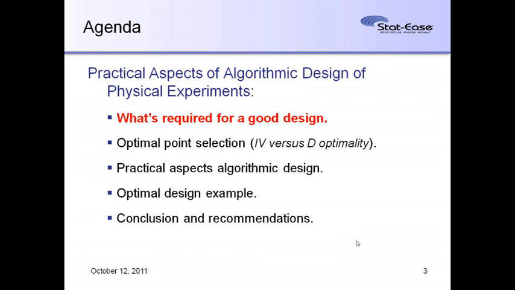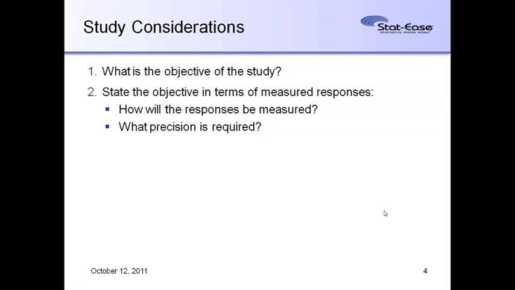So let's start off with what's required for a good design. Well, first thing is you have to think about what's the objective of the study. What are we trying to learn? What are we designing the experiment for? Then what you need to do is you have to state that objective in terms of the responses you're going to be measuring. So we have to be able to measure something to see if we've achieved our objective or not. And you have to think about how will those responses be measured.